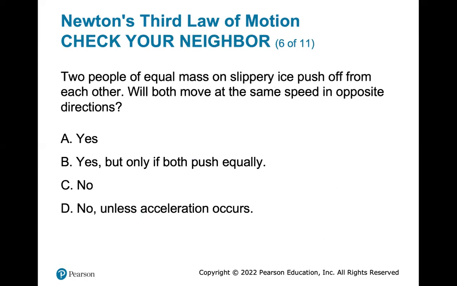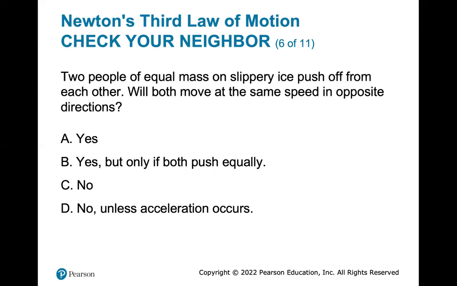Okay, two people of equal mass on slippery ice push off from each other. The key here is they're equal mass. Will both move at the same speed in opposite directions? A, yes. B, yes, but only if both push equally. C, no. And D, no, unless acceleration occurs.